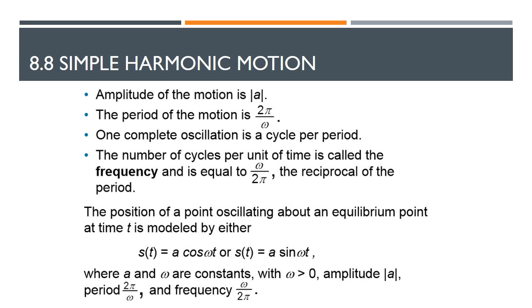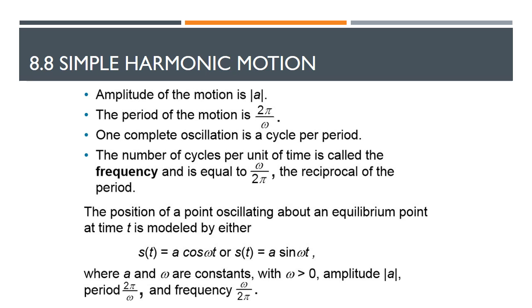The position of a point oscillating about an equilibrium point at time t can be modeled by s of t equals a cosine omega t or a sine omega t. A and omega are going to be constants. Again, a is your amplitude. Omega is the angular speed, how fast is it moving. The period is 2 pi over omega, which shouldn't surprise us because, as we've studied these equations, the period is always going to be 2 pi for sine and cosine, 2 pi over whatever that number is in front of the x, or in this case the t, and then the frequency, you just flip that upside down.